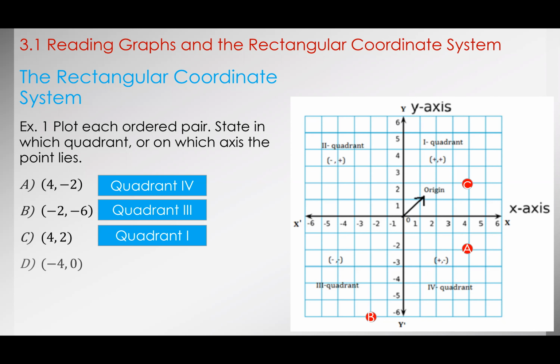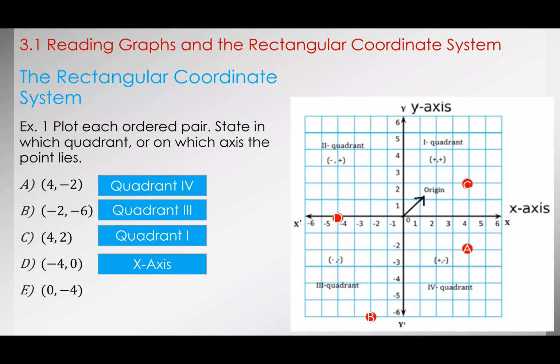And vice versa in D, where is (-4, 0)? -4 tells me to travel to the left 4 places, and 0 tells me to stay there. 0, this is where you stand on the aisle, right? 0 tells you to stay put. So (-4, 0) is on the axis. What axis is it on? It's on the x-axis.